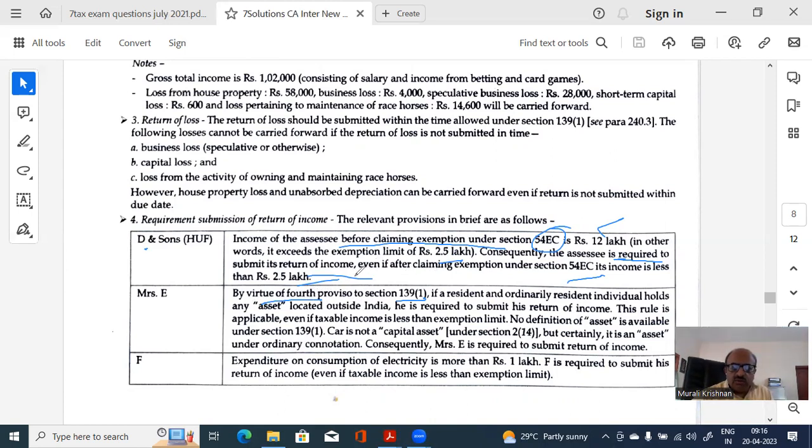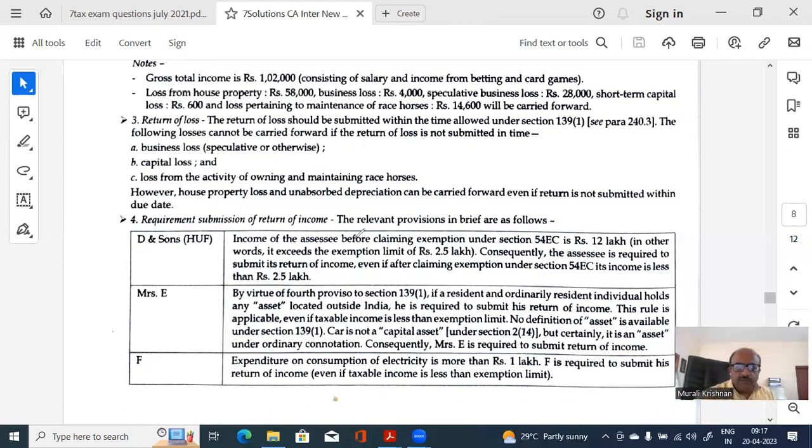In the normal course, income illengilum file cheyanam. When they own an asset outside India, a resident and ordinary resident who owns an asset outside India has to submit a return. This rule is applicable even if the taxable income is less than the exemption limit. No definition of asset is given under 139. A car is not a capital asset under the Income Tax Act, yet it is an asset. Therefore, it may be required. So if you write this note in the answer, you will get full marks. This is what they are testing, whether you know that provision well.